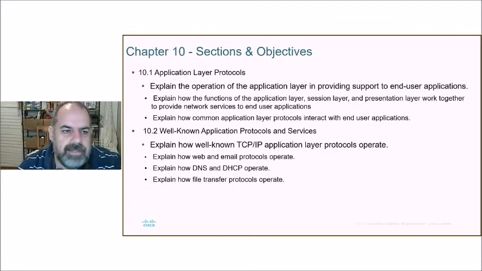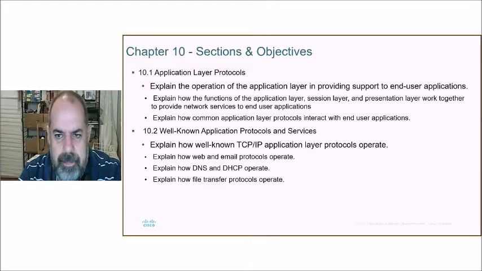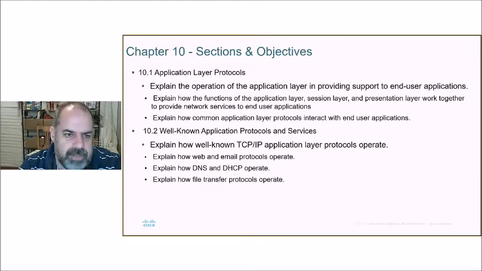Okay, so we're going to look at some application layer protocols, and we'll explain how they support end-to-end user applications. Of course, we're talking about the TCP application layer, which includes the OSI layer model for application, session, and presentation layer. Then we're going to talk about some well-known ones like web, email, DNS, DHCP, and FTP.